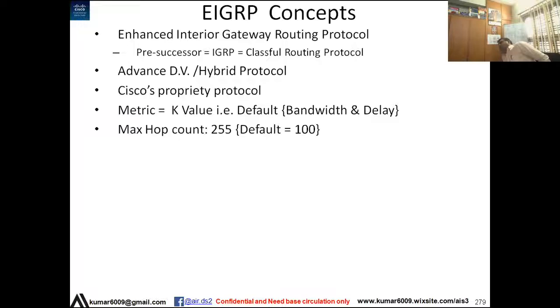The hop count of RIP is 15. Only 15 devices, RIP can work. EIGRP can go up to 255. By default it is 100.